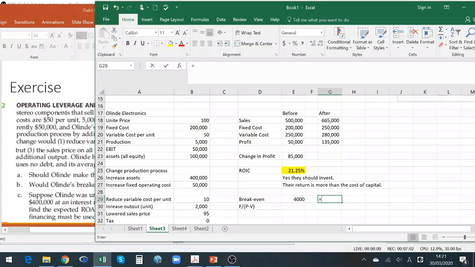How about after? How much is the fixed cost? This fixed cost, right? Divided by how much is the price? It's not this one.